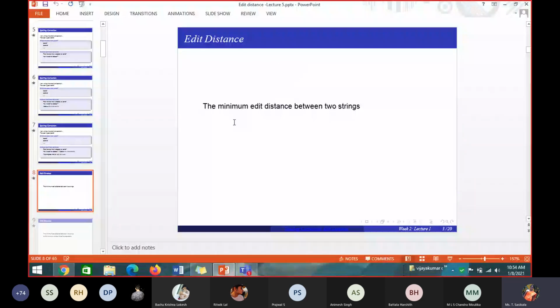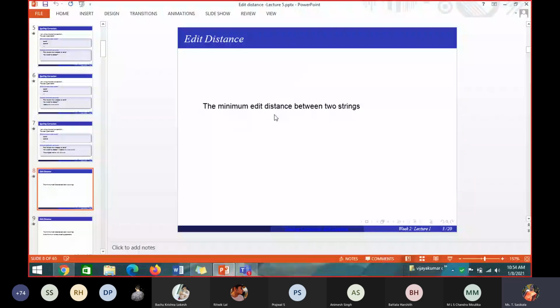The minimum edit distance between two strings. For example, between BEHAF and BEHALF, I will find the edit distance. Similarly BEHAF and BEHABE. For all the close words, I will find the edit distance between the close words and the wrong word which you have typed. Whichever has the lowest minimum edit distance between the two strings will be the correct word for the wrong word we have typed.